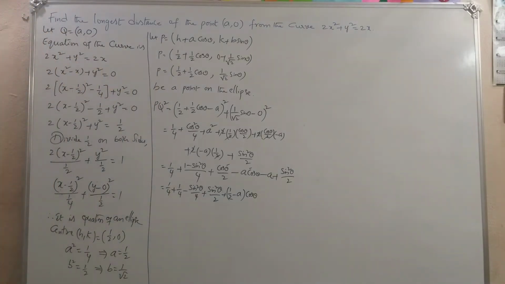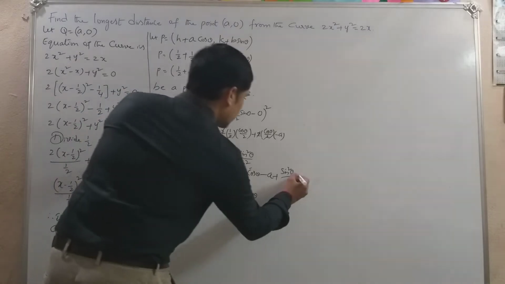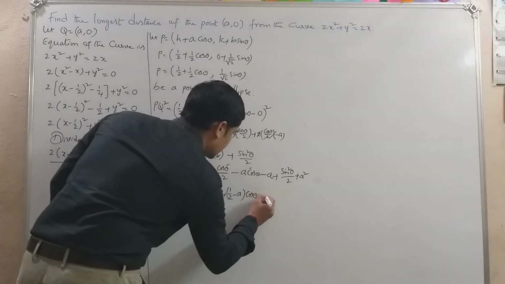Okay. So I can write plus a square also here. So plus a square also I have to write here. So then I am writing plus a square minus a.